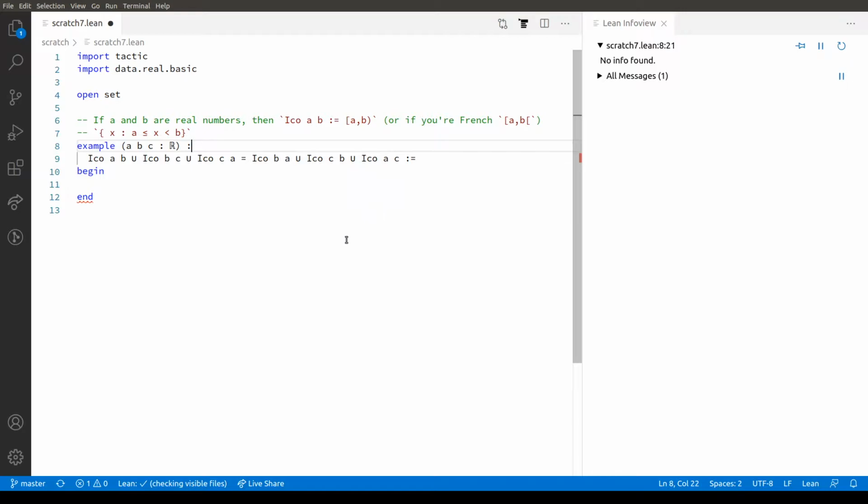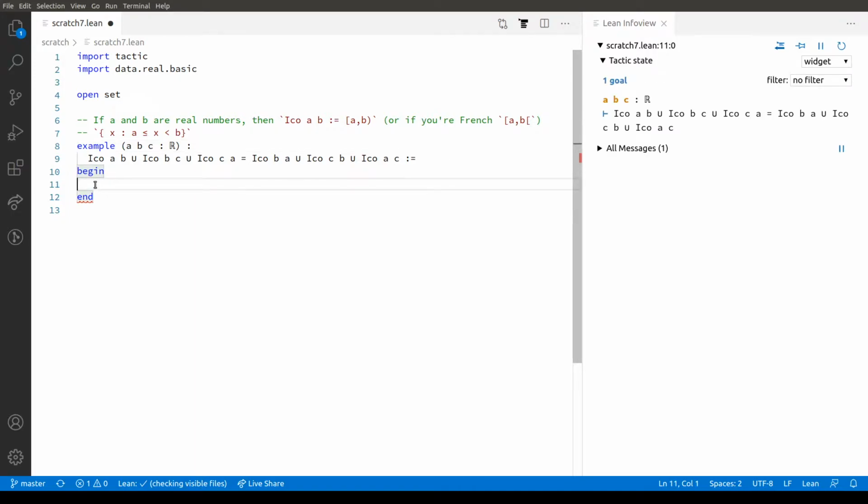So that enables us to ask questions such as the following silly question. How do we know that if A, B, and C are arbitrary real numbers, then the interval AB union the interval BC union the interval CA is the interval BA union the interval CB union the interval AC? Three of these intervals are trivially empty, and we have to work out what's going on. So I looked at this question and thought, oh, come on.